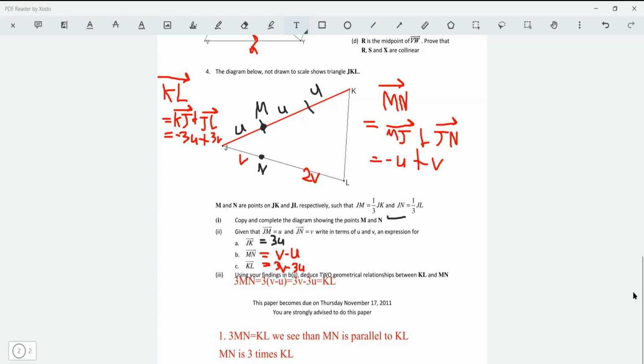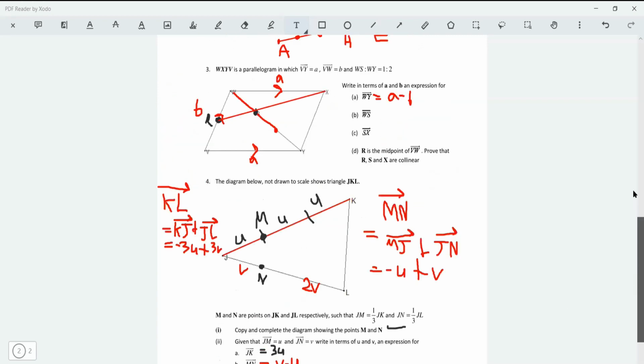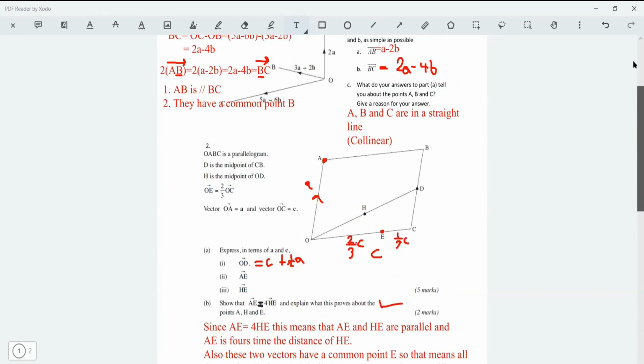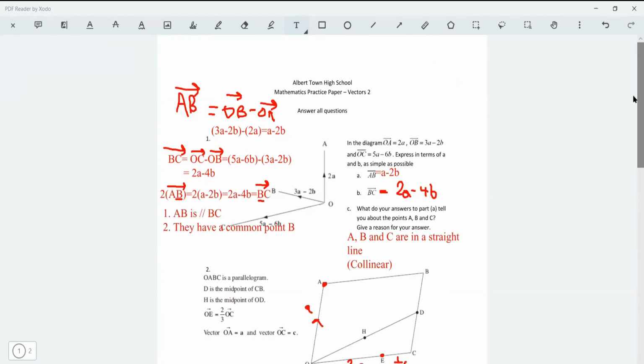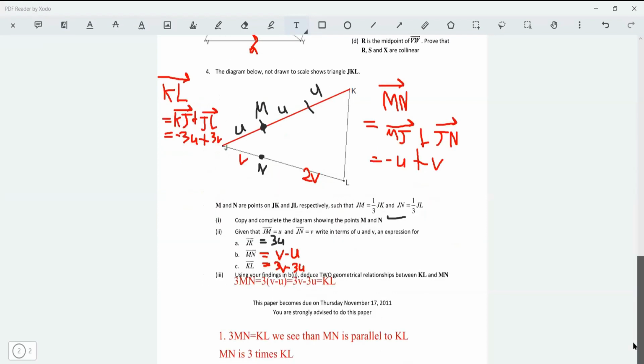And that's it. I really hope so far we're doing good. We have one more part of this vectors marathon. So this one took care of dealing with collinear vectors. Nice.